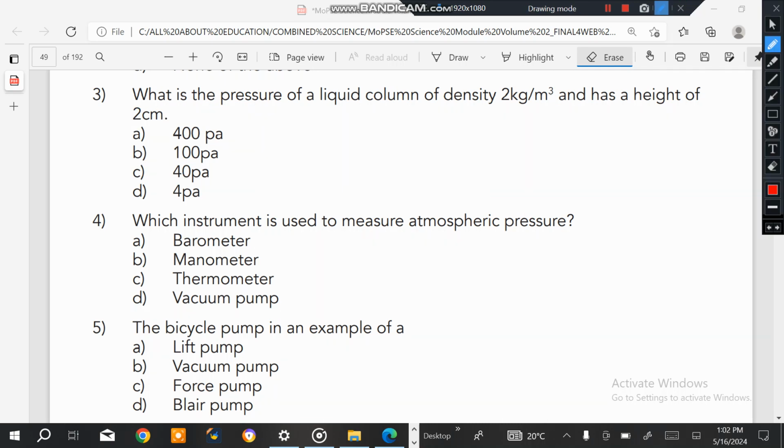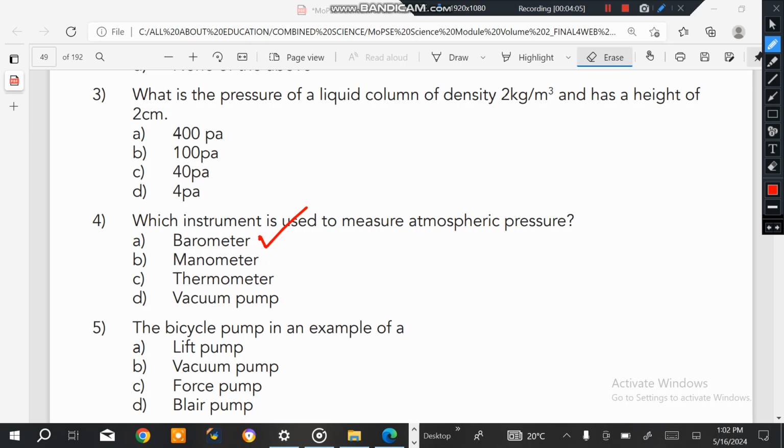Right, which instrument is used to measure atmospheric pressure? It is well known as the barometer. It is well known as the barometer. Which makes A the correct answer for number 4.